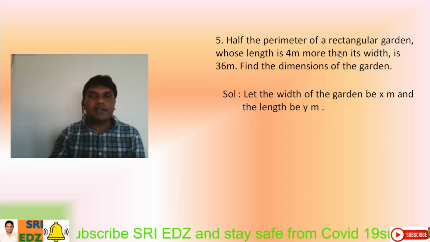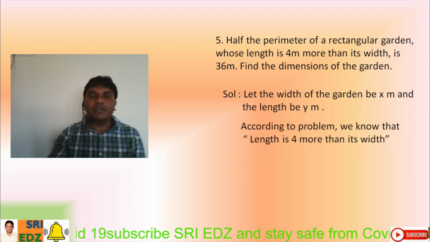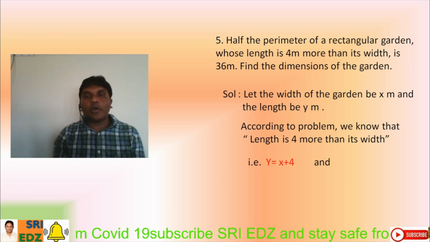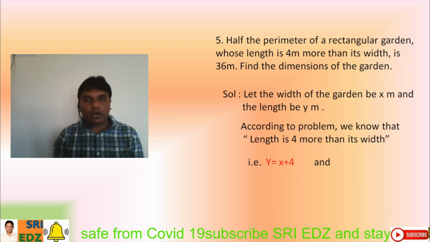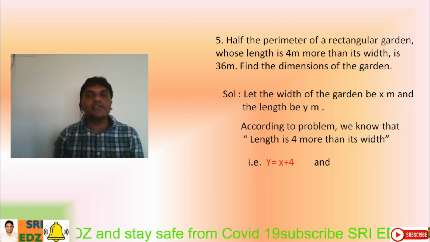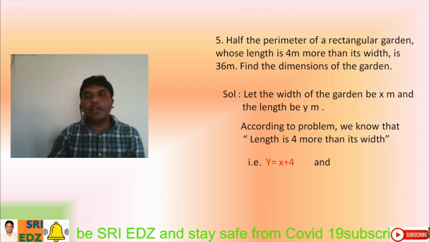Then one condition is given: the length is 4 meters more than its width. The width is x, we already have. That means y, the length, is equal to x plus 4. x is the width, 4 means more than the width, so y is equal to x plus 4.